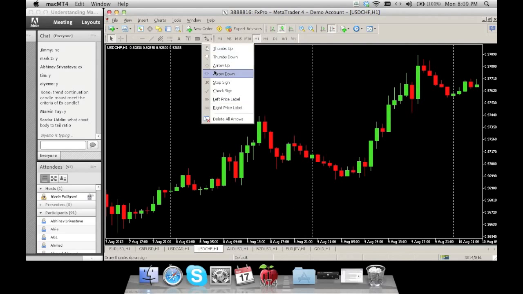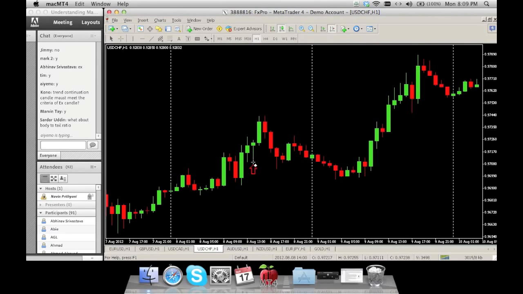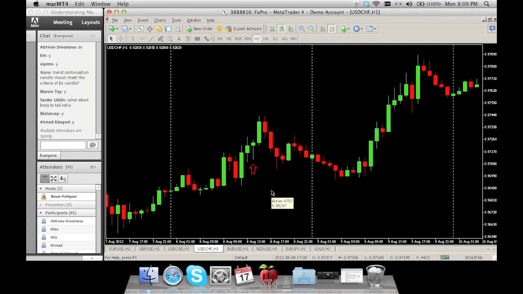Okay. Tell me about this one. Is this a trend continuation pattern? Okay, I'm getting yes and no's. Are you guys saying yes because the next candle went long? What is the reasoning behind it? Give me reasons.